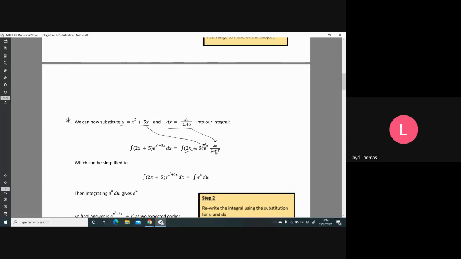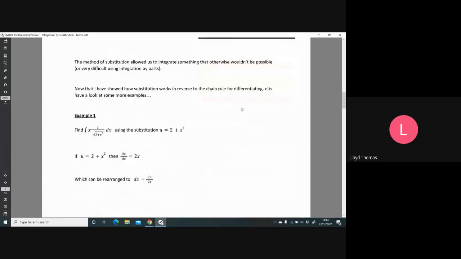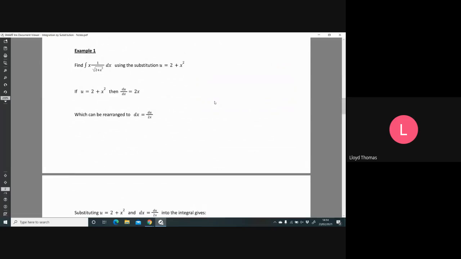Now, obviously, when you are told a substitution, it should work. If you have to choose the substitution yourself, that's a completely different ballgame, but we're not going to do that today. Okay, on to some other examples underneath here.